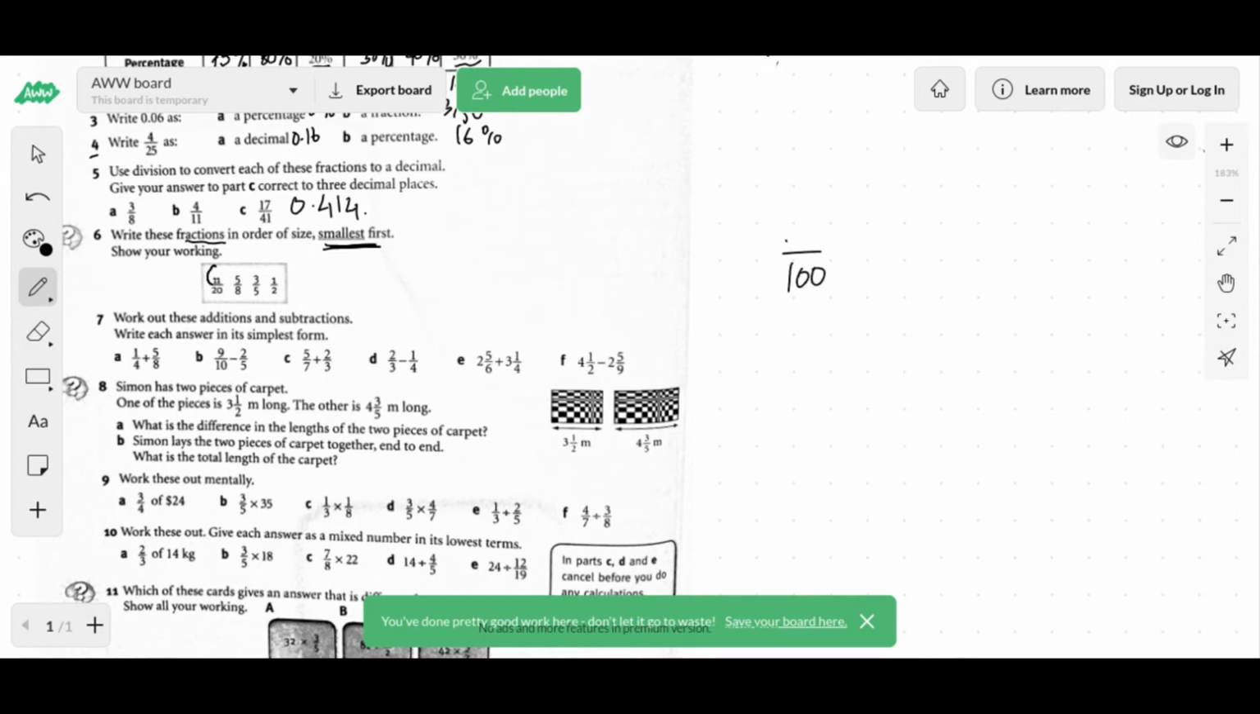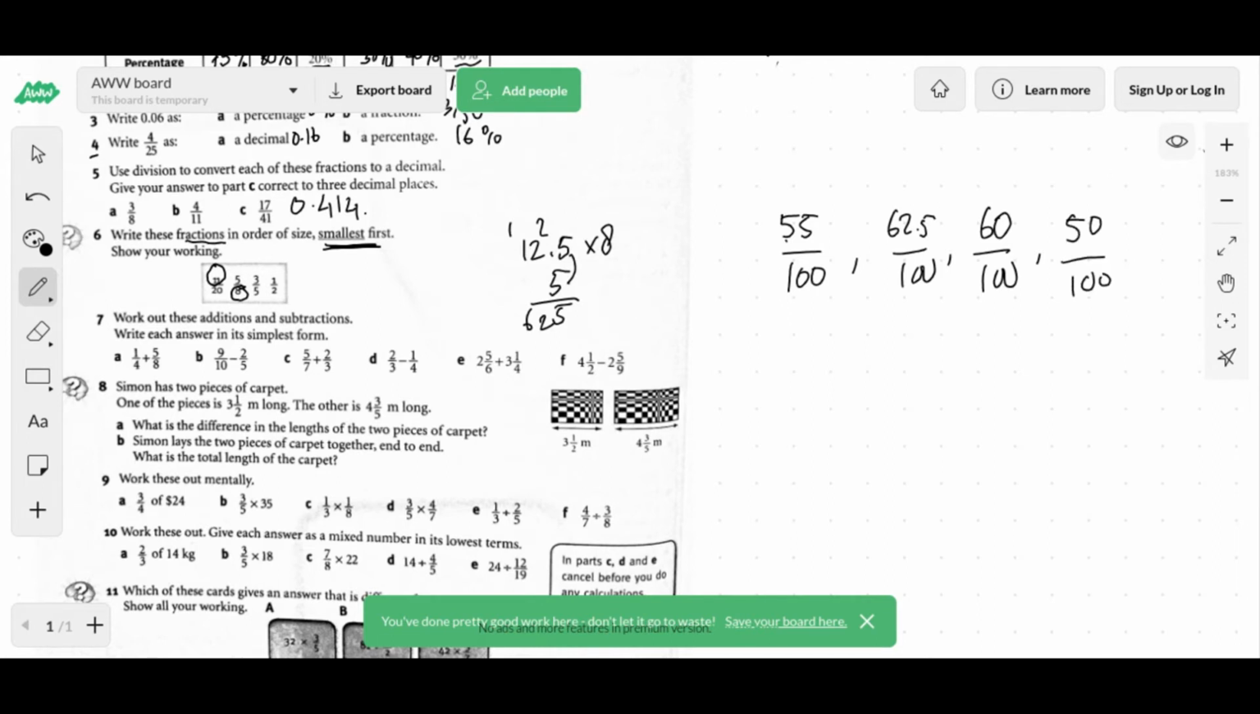For example, this one, what will it be if the 20 becomes 100? 55. Now in this one, you multiply by 12.5. So 12.5 times 8, and you will get your answer. This one will be 62.5. How about this one, 3/5? Multiply by what? 60/100. Okay. How about 1/2? 50/100.